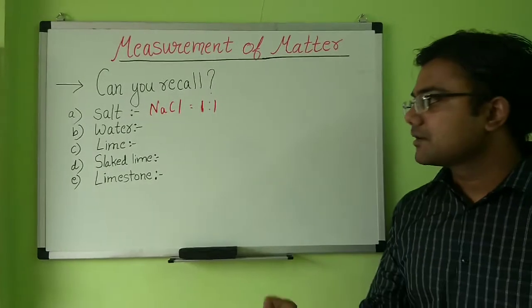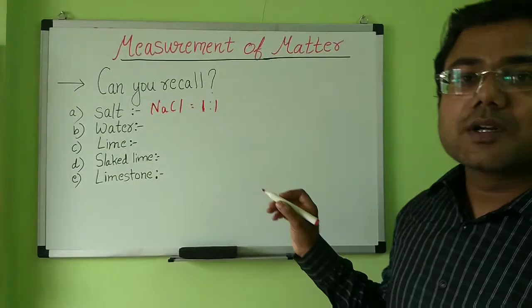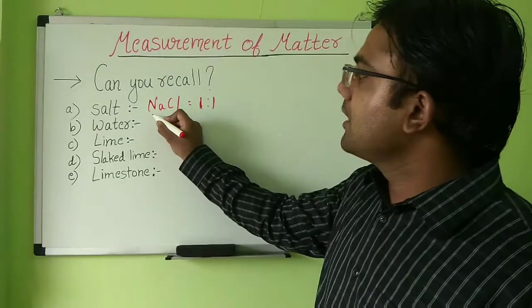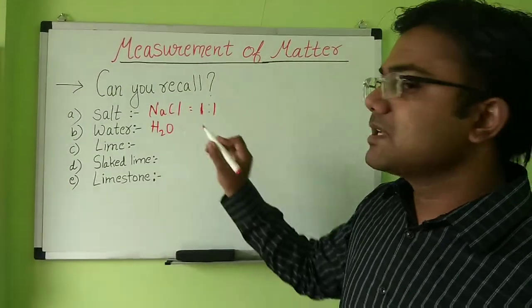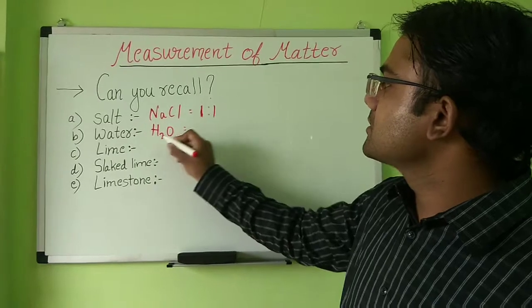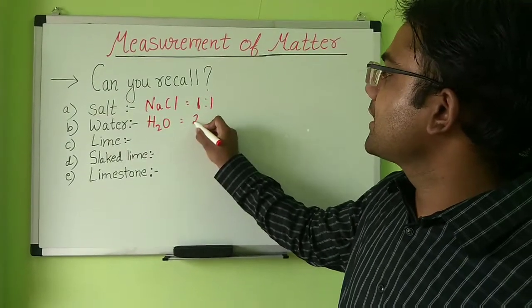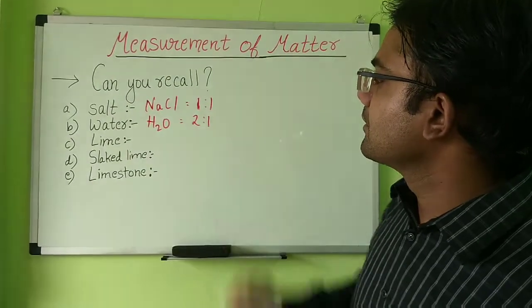In the same way, water. What is the molecular formula of water? You all know. It is very simple, H2O. Here, what is the simplest ratio of this compound? It is 2 hydrogen, 1 oxygen. So that's why the ratio is 2:1.